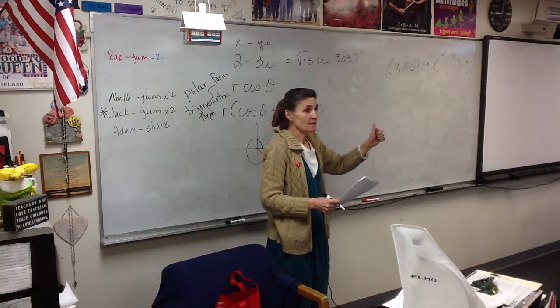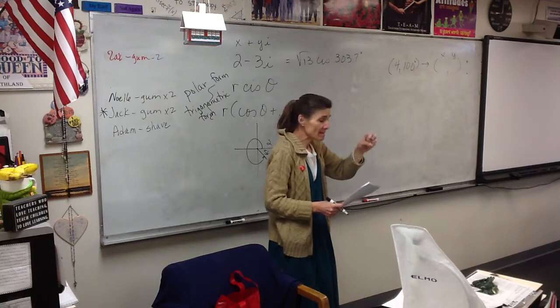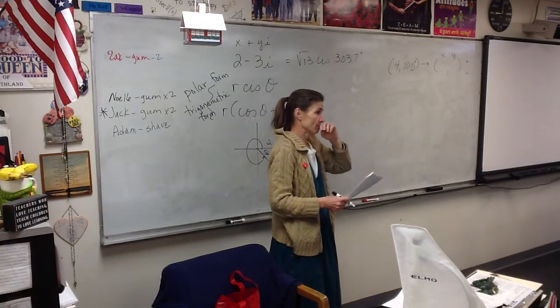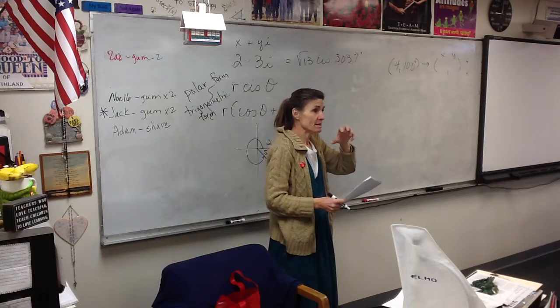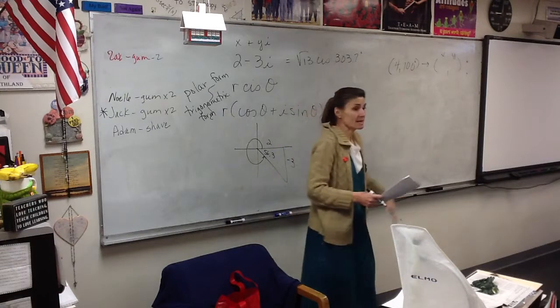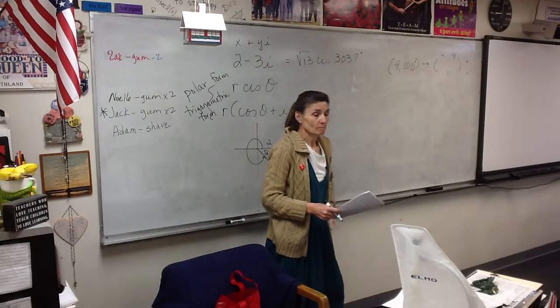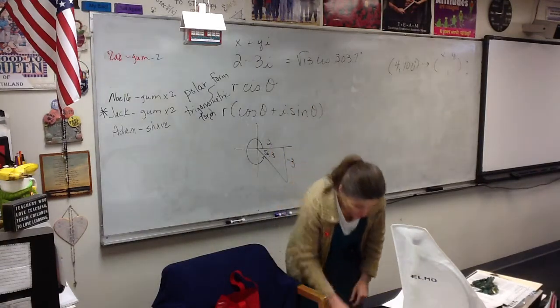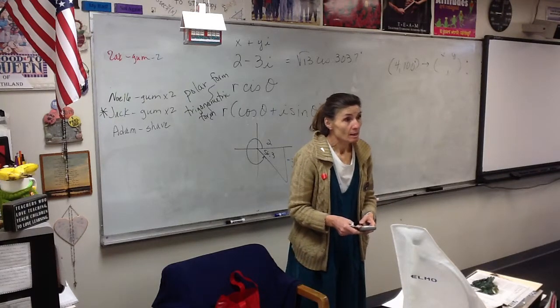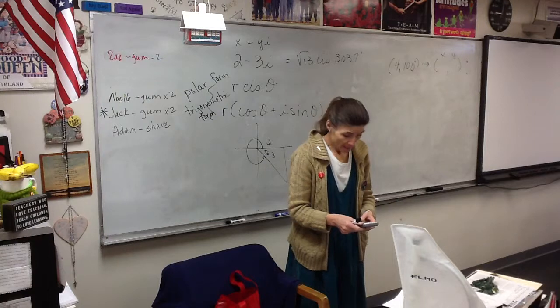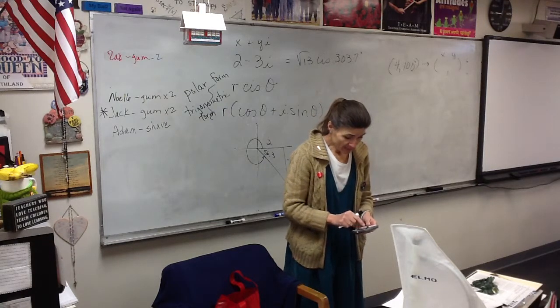Okay, let me say this again. Coordinates means ordered pair. Rectangular means x and y. So we've got to find x and y. What did you say, Katie? X for cosine 100, y for sine. Yeah. How do you find x and y?